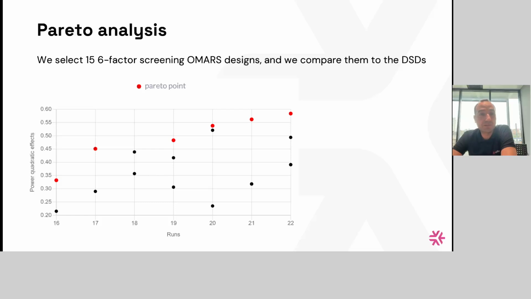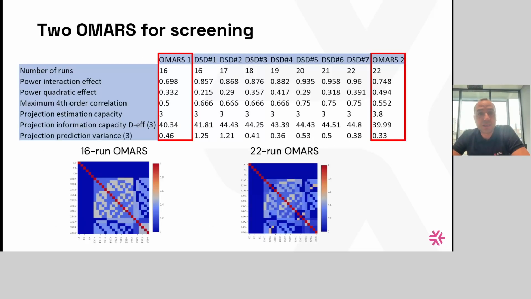So here we have a scatter plot with the power to detect quadratic effects on the vertical axis and the number of runs on the horizontal axis, and the Pareto front is again displayed in red color. The DSDs are not in the Pareto front, and we're going to focus on those 2 designs with 16 and 22 runs. So they are here, and we can see again how it happens what I said before.